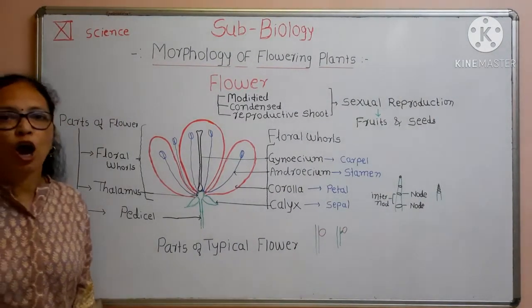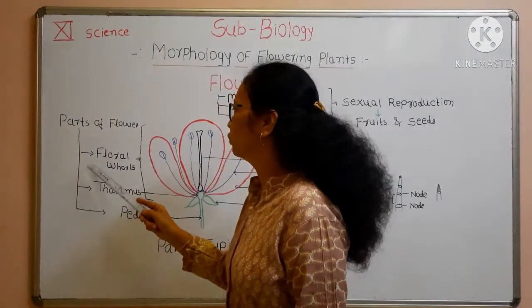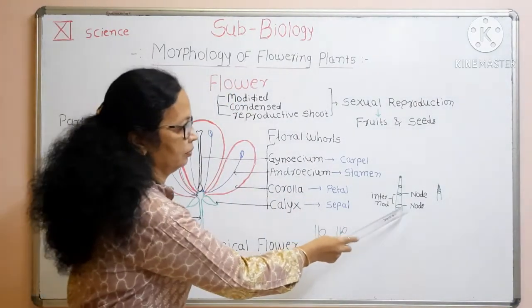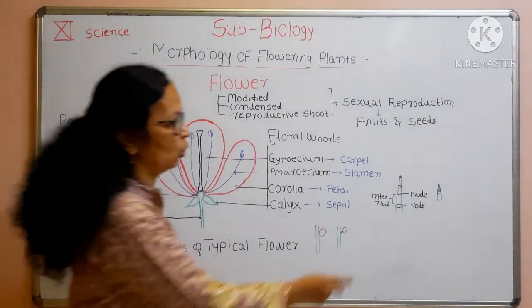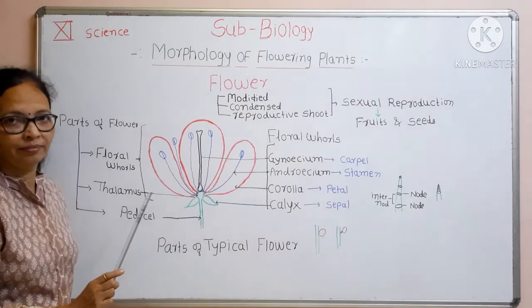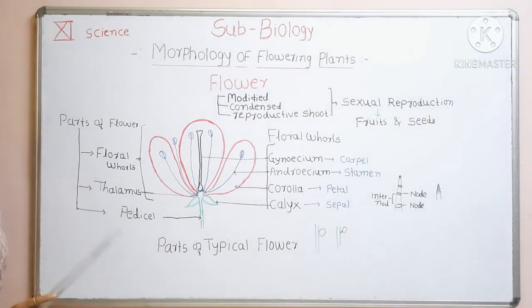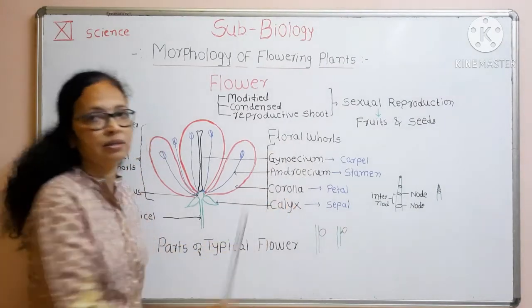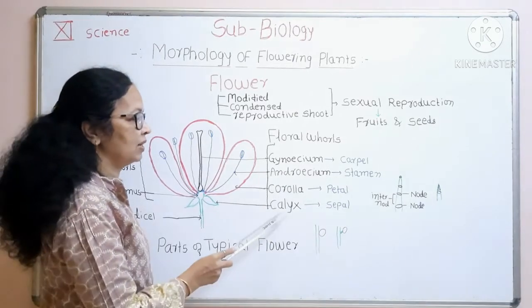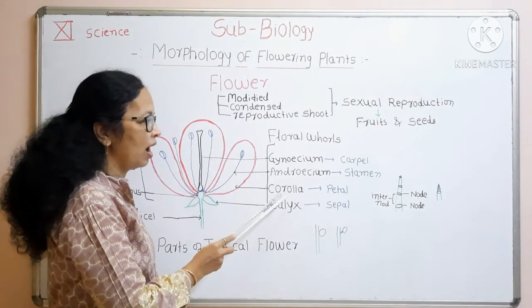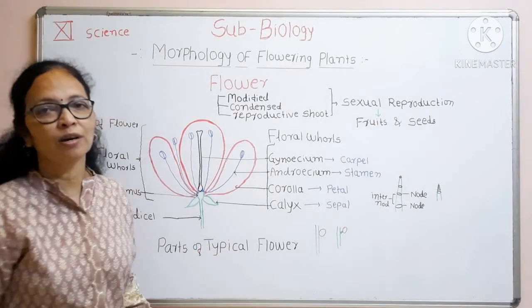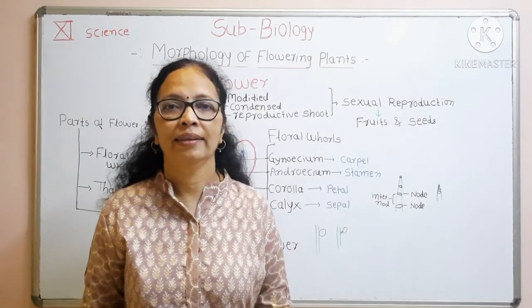The third part of the flower is the floral whorls. So here, from each node, the colorful leaves are developed in a cyclic manner. That's why these are called as floral whorls. The floral whorls are of 4 types in typical flower. First one is the calyx, second one is the corolla, then androecium and then gynoecium. So details of the floral whorls we take in next lecture.